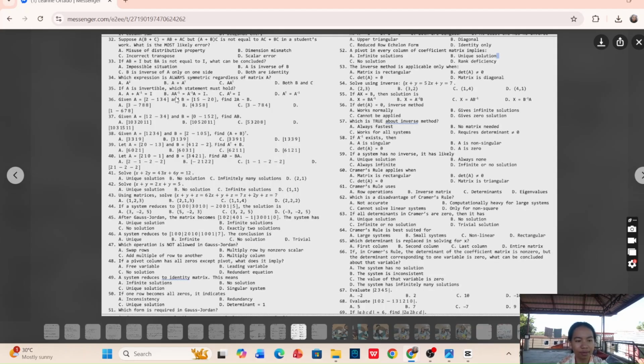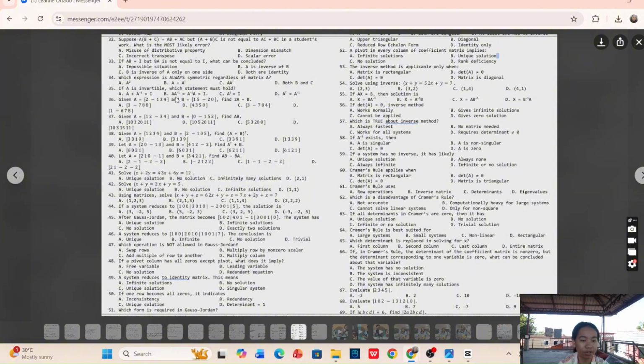Number 41. Solve x plus 2y equals 4 and 3x plus 2y equals 12. The correct answer for number 41 is letter A. The system simplifies to one intersection point, so it has a unique solution. Number 42 question. Solve x plus y equals 2, x plus y equals 5. The correct answer for number 42 is letter C. Identical equations represent the same line, giving infinitely many solutions.